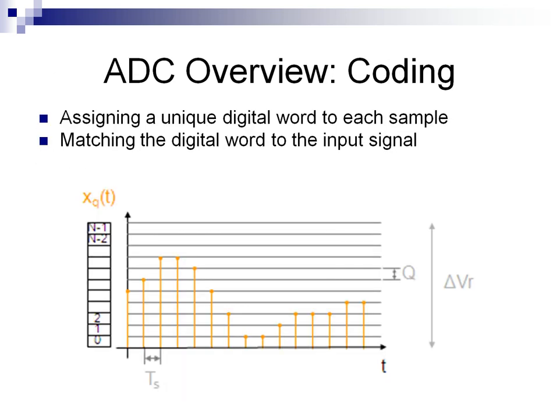The coding is where we're assigning a unique digital word to each sample, matching the digital word to the input signal. Again, this was shown in the illustration, which was done in Paint, in that we're trying to bin the analog voltage into a certain voltage range that is going to be assigned a specific digital output value.